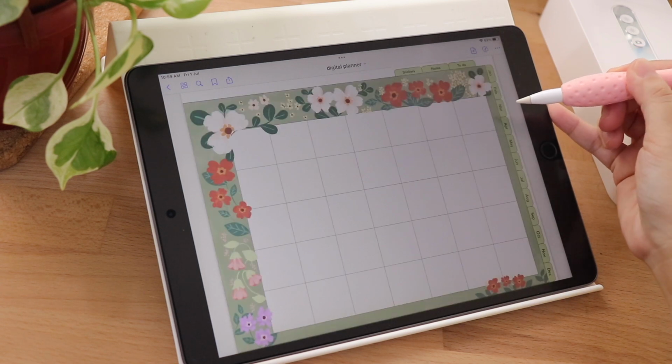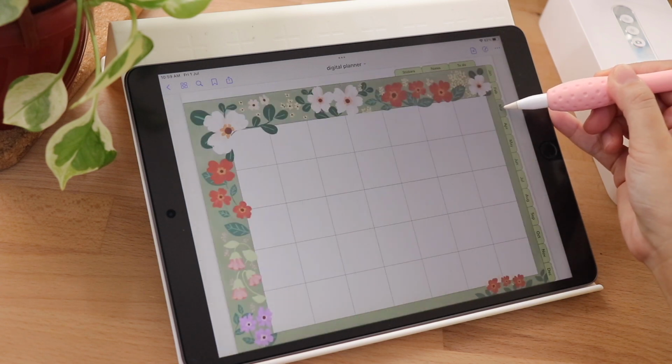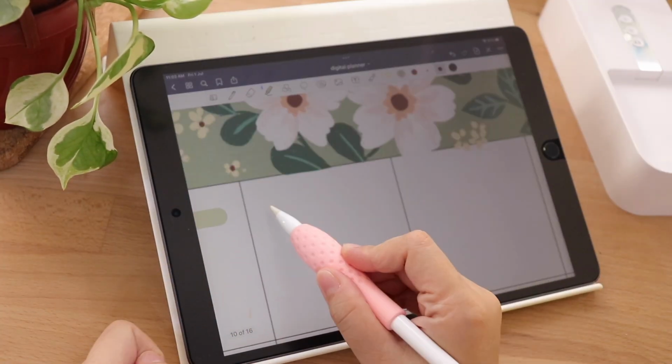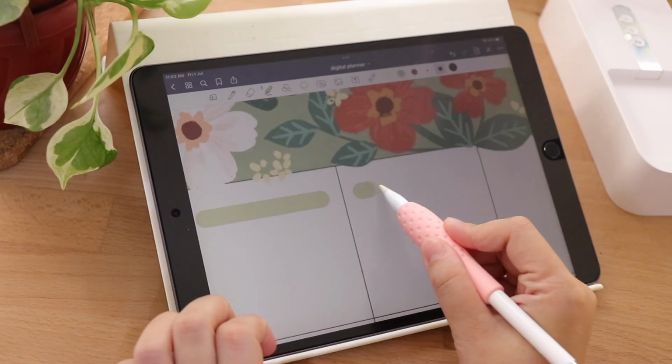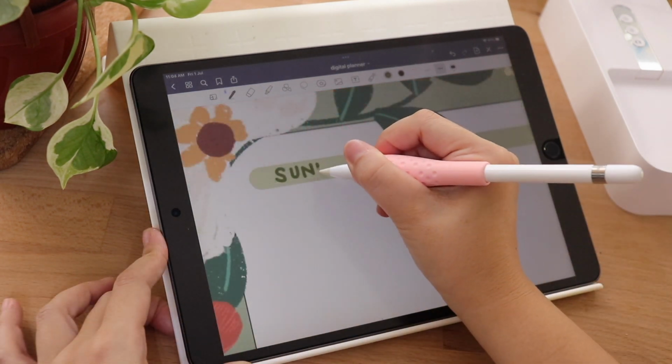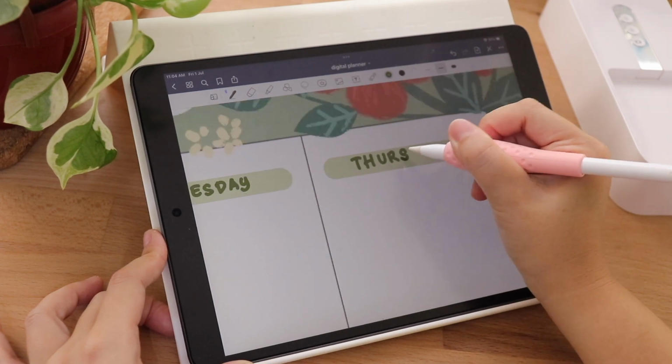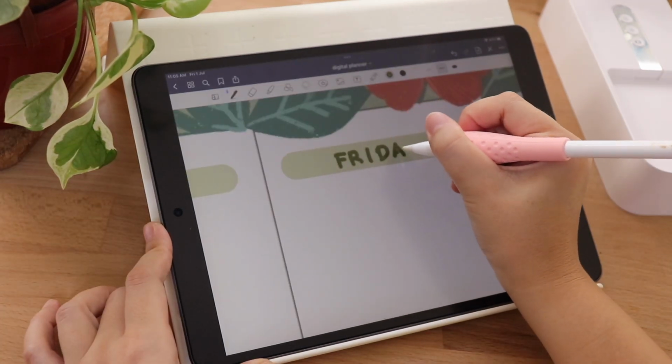In this video, I'm going to share with you how I decorate my June spread. I started with the days. I'm using green highlighter that is similar to my planner background. And with a darker pen, I started writing the days. For writing small text, I usually use 0.3 mm pen size.